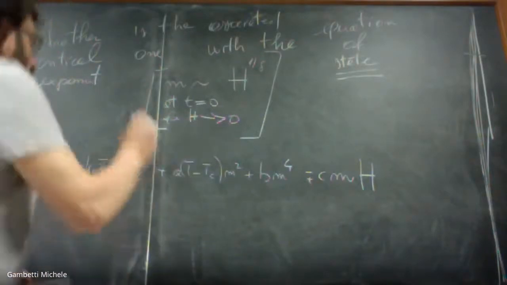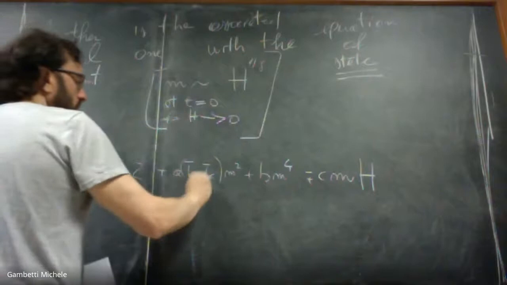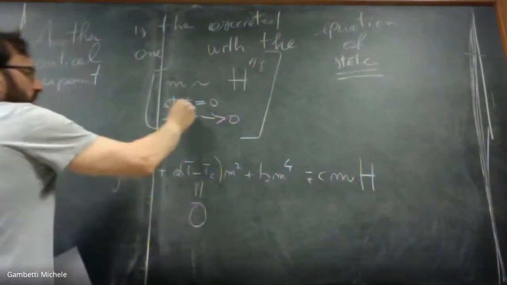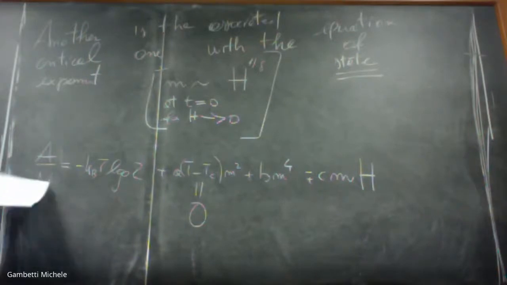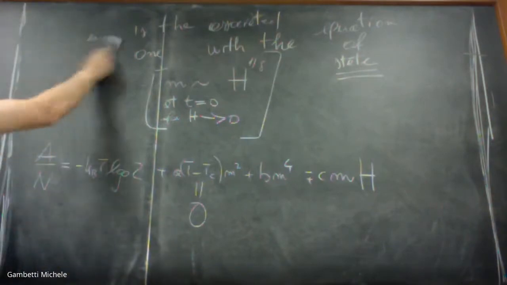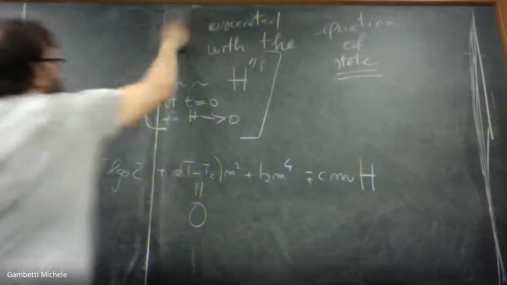Now, in this situation, this term is equal to 0 because we are sitting at t equals 0. And let me see. Now, what we have to do is to minimize this quantity with respect to m to find the magnetization.